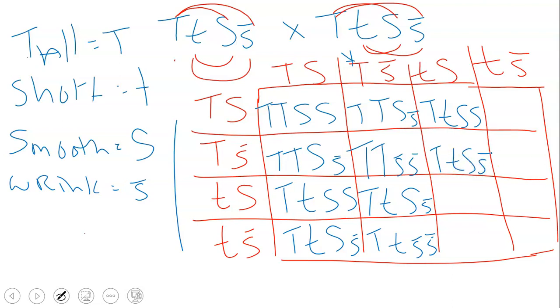Hopefully I don't make a mistake here. Little t, big S, little t, big S, little s. Okay, last row here, so I'm doing this gamete now.